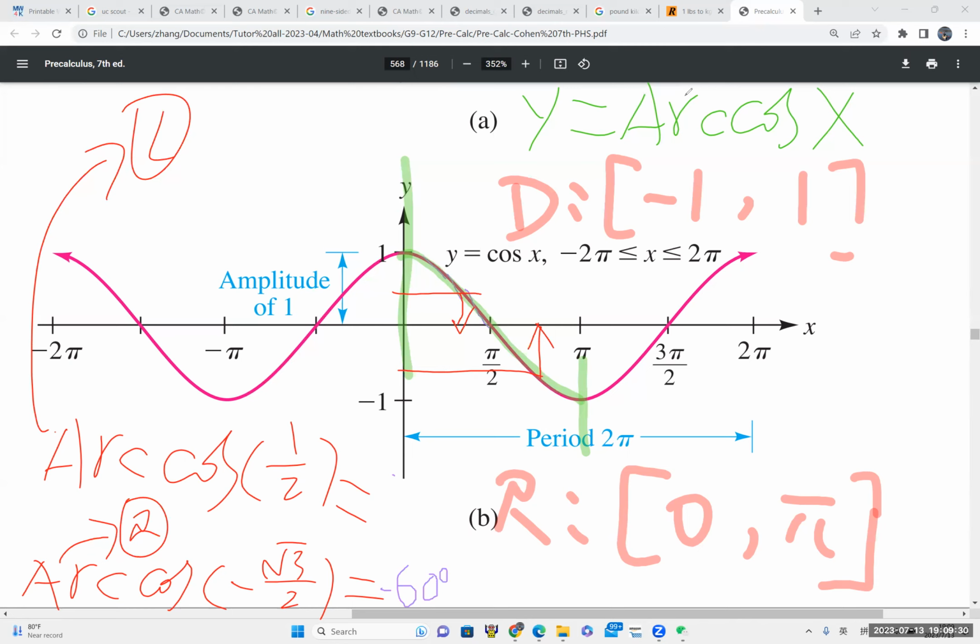No, this is negative 60 degree is wrong. Why? It's in this interval, 0 to pi. Not go this way, not here. It's not in the range. Understand? You can either write the angle in degree or in radians. Both good.